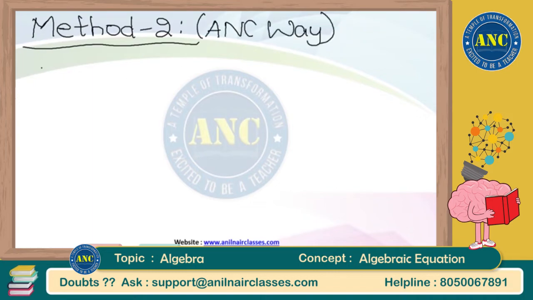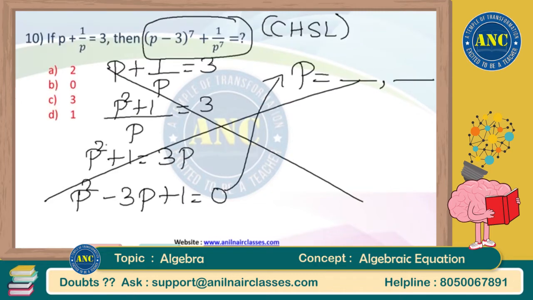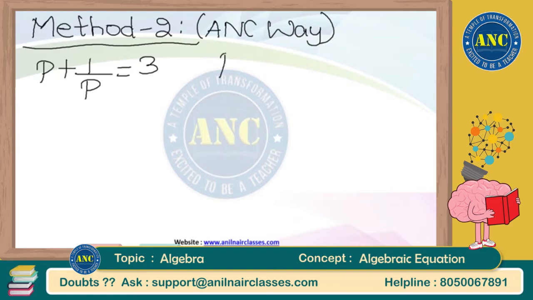Now see here, sir. Question says p plus 1 by p is equal to 3. Forget about the next step. What is the question given? What is it that they are asking in the question? Basically, they are asking p minus 3 whole power 7 plus 1 by p power 7. This is what they are asking. The question, whatever they are giving you, should make you strike or think immediately something.